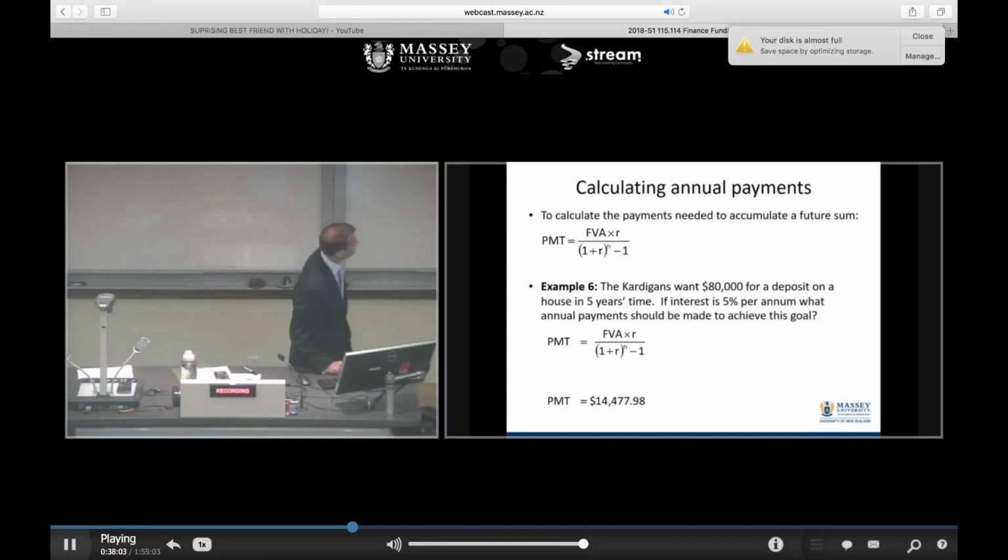So, payment is equal to the future value annuity, which is 80,000. That's the goal that they're saving towards. R is 5%, 0.05, and N is 5.